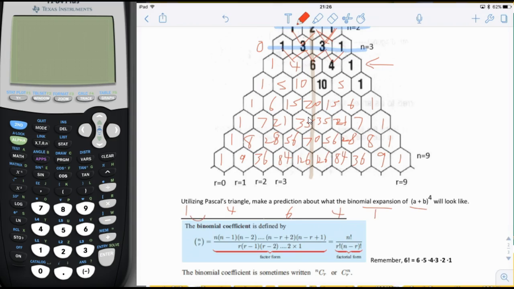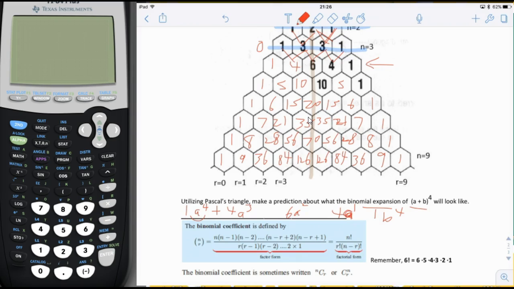So the first one, of course, is a to the 4th, right? And the last one, of course, is b to the 4th. The question is, what are the others? Well, there's a pattern here. It's a to the 4th, a cubed, a squared, a to the 1st, and then the last one is a to the 0. Remember what a to the 0 is? A to the 0 is just 1.